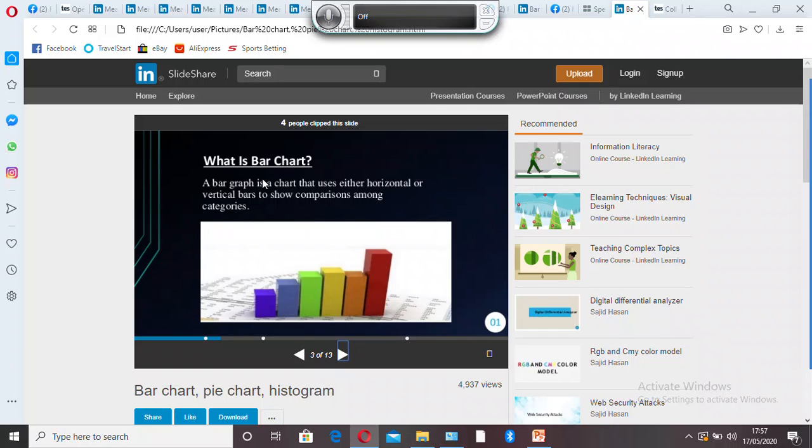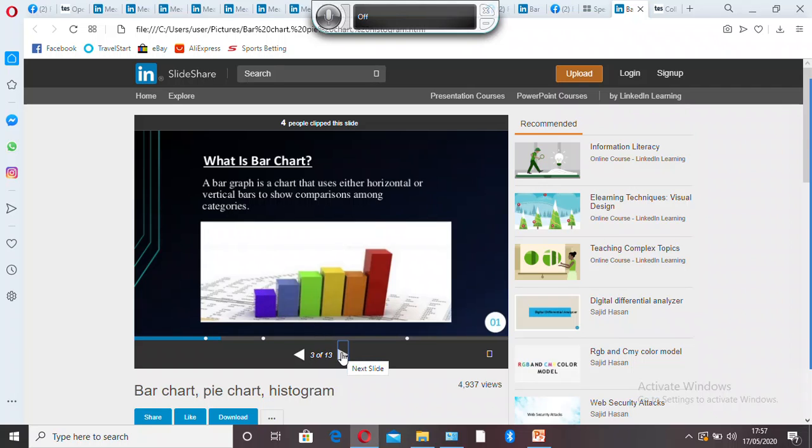A bar chart is a graph or a chart that uses either horizontal or vertical bars to show comparisons among categories. Look at that. These are examples of bars. Have you heard of chocolate bars before? Yes. So these are bars. This is an example of a bar chart when you make use of horizontal or vertical bars. This is an example of a vertical bar. So these are vertical bars used to show comparisons among categories.